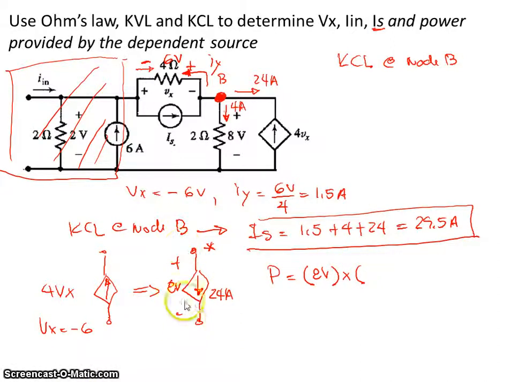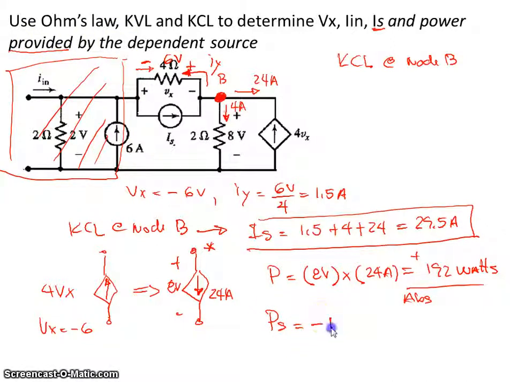We know that using passive sign convention, if the current goes into the positive terminal, it will be positive when I put it in my equation of power. And so this is going to be equal to 192 watts. By convention, we know that these are absorbed. Since we are determining the power provided or supplied, we can also say that this is minus 192 watts supplied. And that concludes our problem.